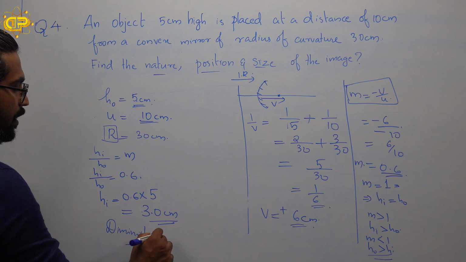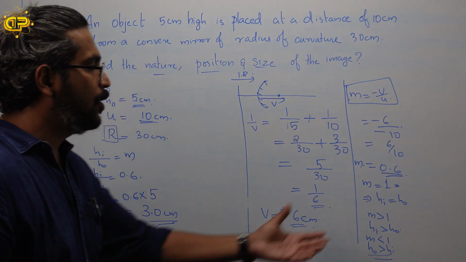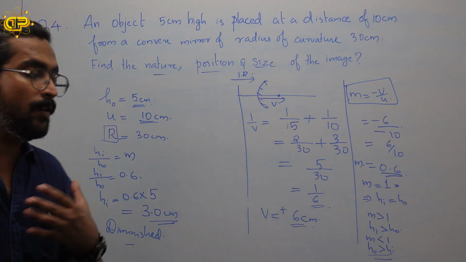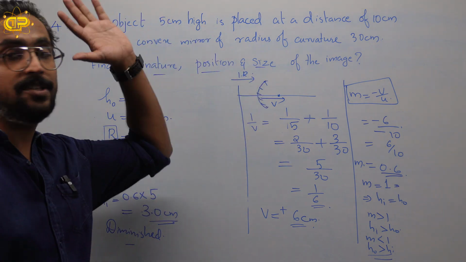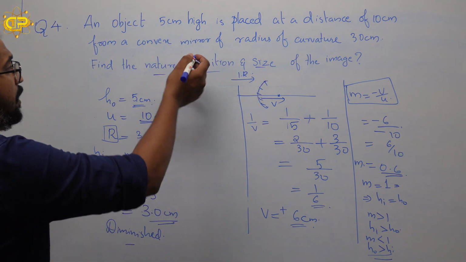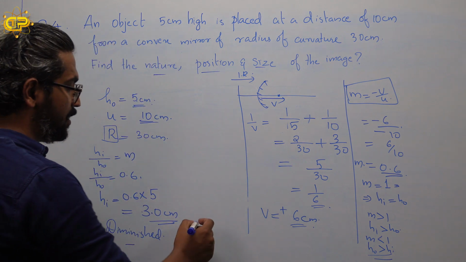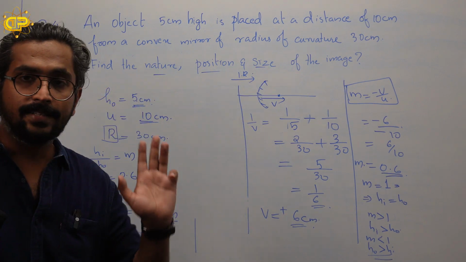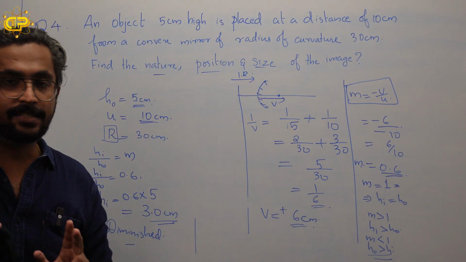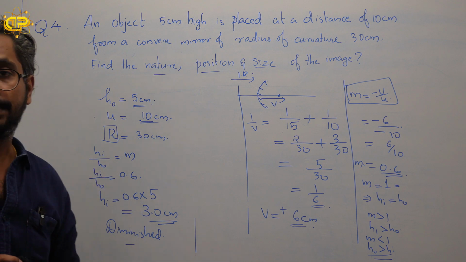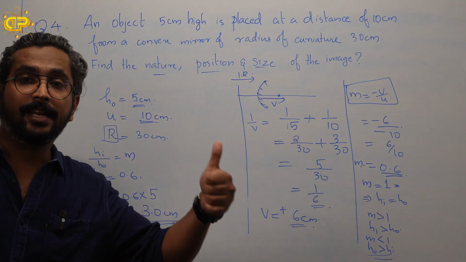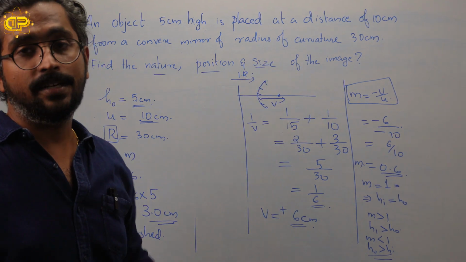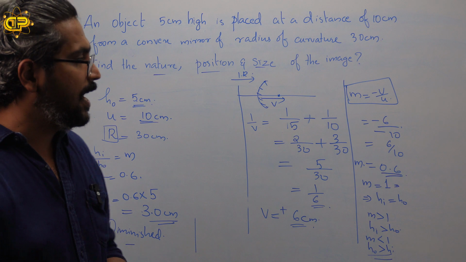Before finding out this HI itself, we got the idea that the image is diminished, but we need to find out the height of the image also, because in the question it is given that size also should be found out. So what is the nature? The nature is that the image is virtual. First and foremost, it is virtual. Second, it is diminished, and the size is 3 centimeter. And the next one is whether it is erect or inverted. It is erect. Why? Because a virtual image is always an erect image.